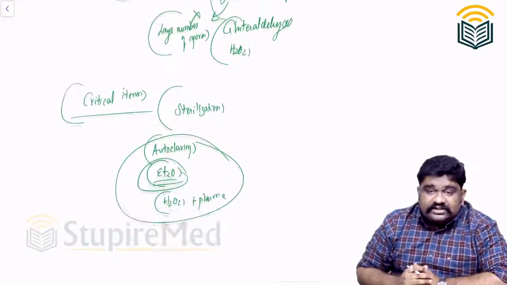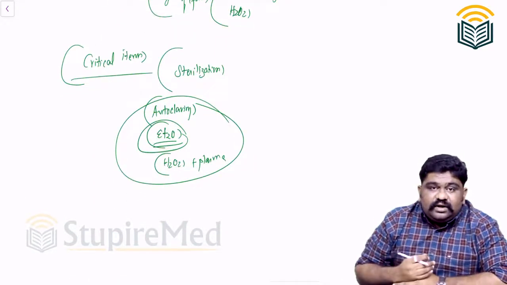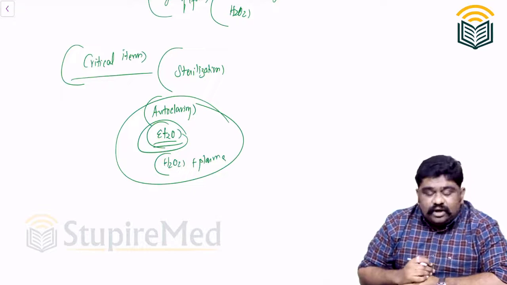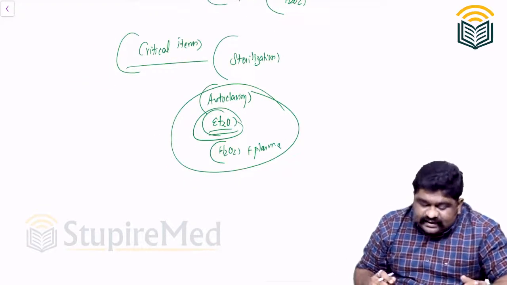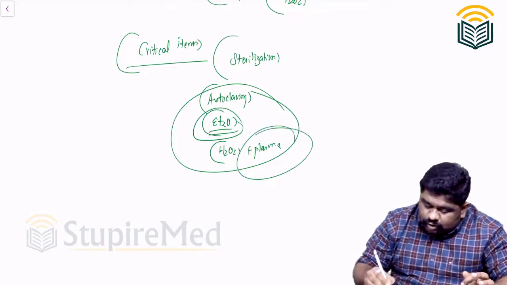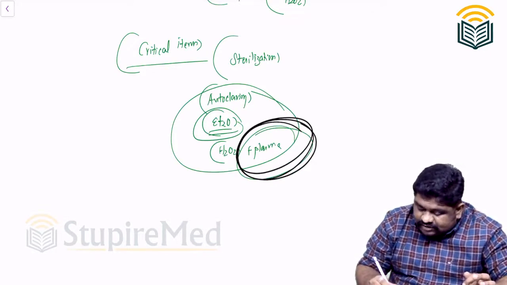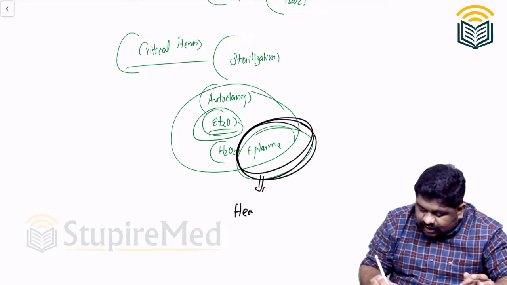Please remember, sterilization comes with autoclaving, your ethylene oxide, your hydrogen peroxide, your plasma. Remember, plasma sterilization is a new method of sterilization for heat-sensitive articles. When will you speak about plasma again and again? When we speak about heat-sensitive articles.